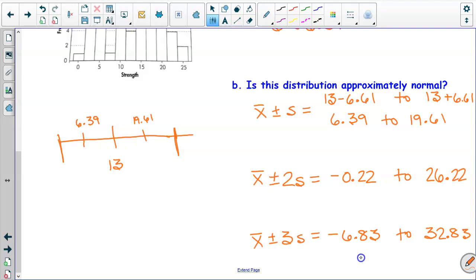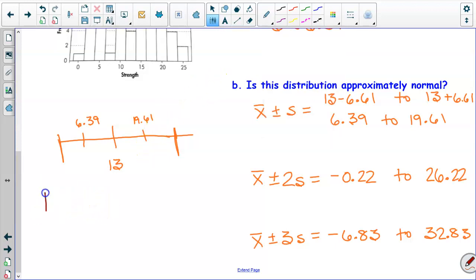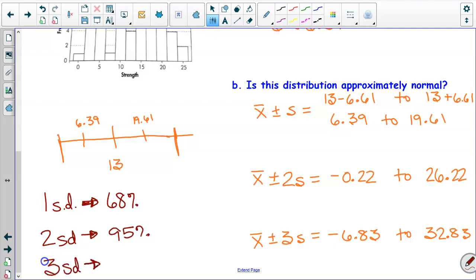So why did we just do that? Well, we know that within one standard deviation, if it's normal, how much of the data is between that? Empirical rule says at least 68% of the data. Within two standard deviations is 95, and within three standard deviations is 99. So guess what I'm getting ready to do using these numbers?